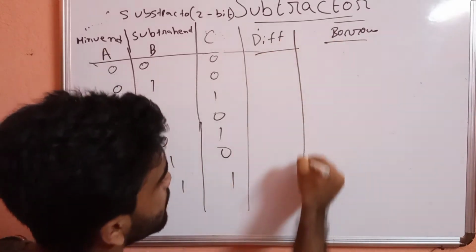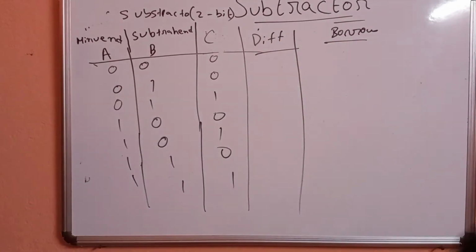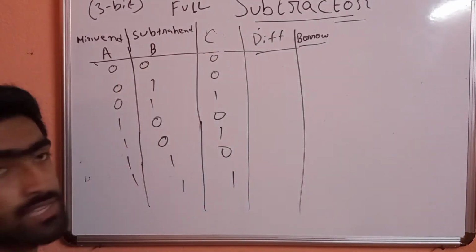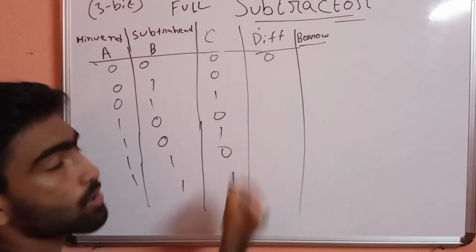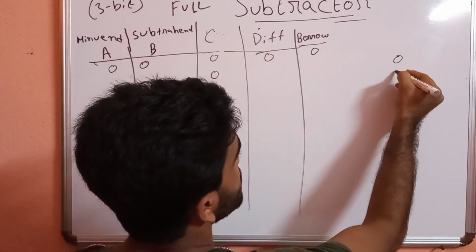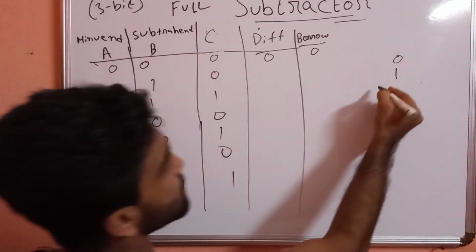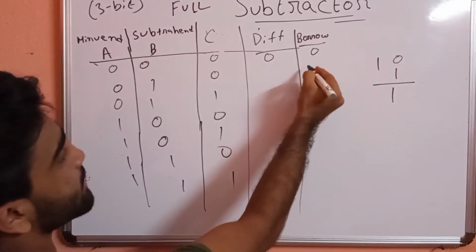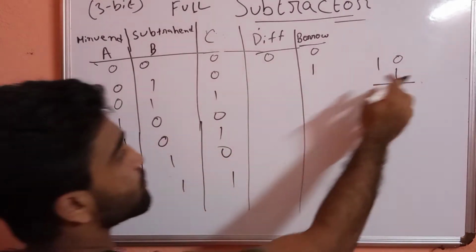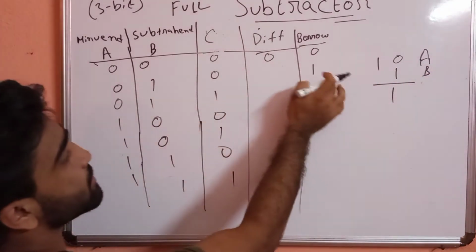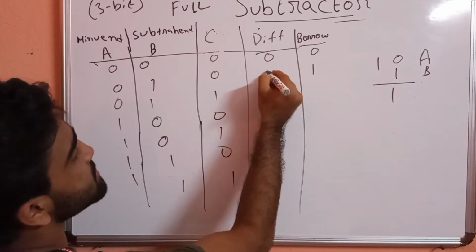Fine. Now let us see what happens. What will be the difference for this combination? All 0. That means difference will also be 0, borrow will also be 0. Now 0 1. First we are doing the difference of A and B input only. Previously I have shown you we have to take a borrow 1 and difference is 1. That means borrow is already 1 now, by doing only A and B. See, we have not yet done it. The borrow is already 1 and difference is 1.